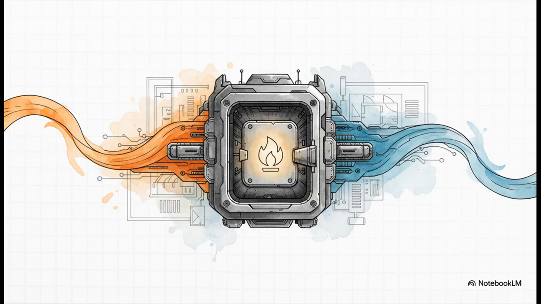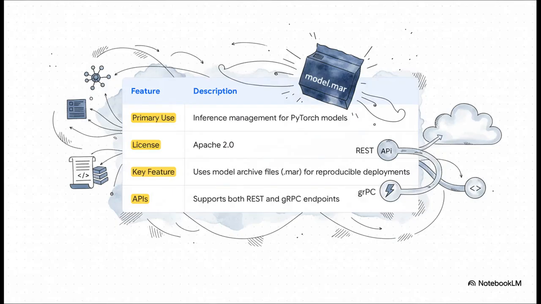for PyTorch models. One of the coolest things about TorchServe is how it uses these things called model archive files, or .mar files. Think of it like a zip file for your model. It bundles up the model itself, all the code to handle it, and any other dependencies into one single package. Why is that great? It makes your deployment totally reproducible every single time.